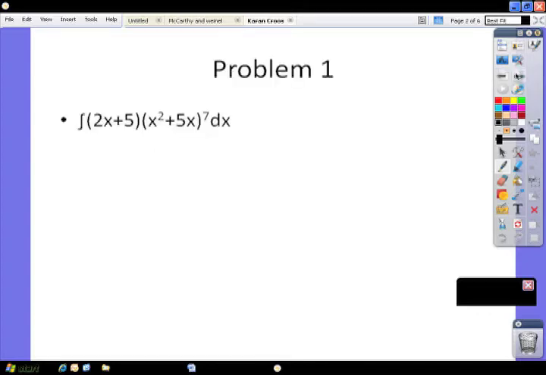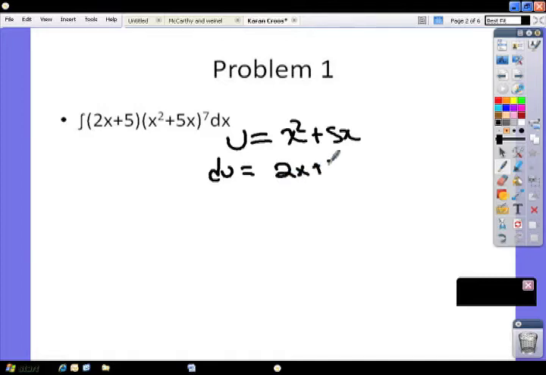Okay, this is the first problem. The integral of (2x plus 5) times (x squared plus 5x) to the 7th dx. So first what you do is you find that u equals x squared plus 5x, and then du equals (2x plus 5) dx.